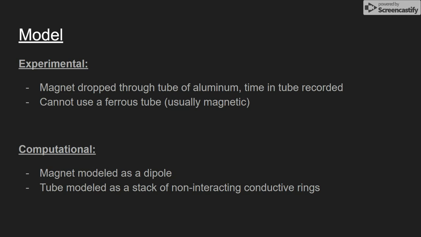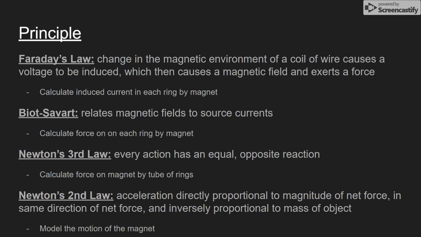So the model in this lab, a bar magnet was dropped through a tube of aluminum and the time in the tube was recorded. And we had to use an aluminum tube because you cannot use a ferrous one, which is usually magnetic. The computational model was a magnet modeled as a dipole and a tube modeled as a stack of non-interacting conductive rings. So the principles used in this lab, there's 4 principles.